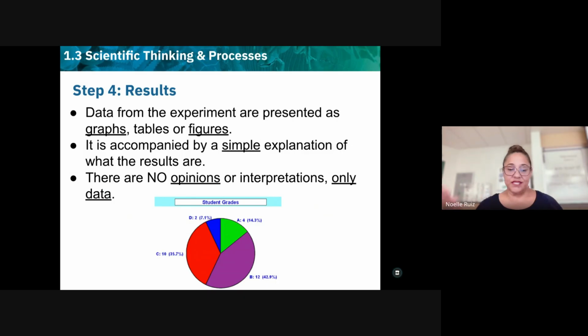And all it would say is, this is a pie chart about student grades. 4 people in this class, or 14.3% of the class, got an A. 10 people, or 35.7% of people, got a C, and so on and so forth. That's it. There's no why, it's just the what's. What is happening in this graph?